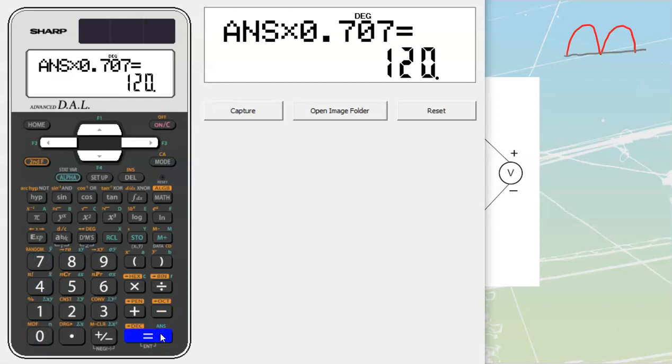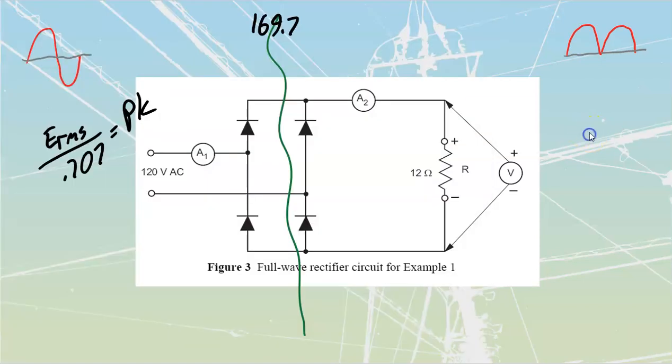Gets me back to a value of 120 RMS on this side. It is an RMS rectified value over here, but it still has an RMS type of value to it. RMS does not mean AC only, it just means a voltage value derived off of a sine wave. So do we have sine waves here? Yeah, we got sine waves. We just split and flipped them over here.